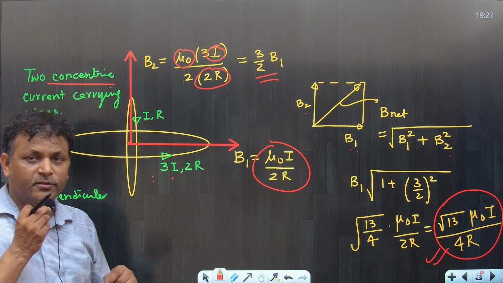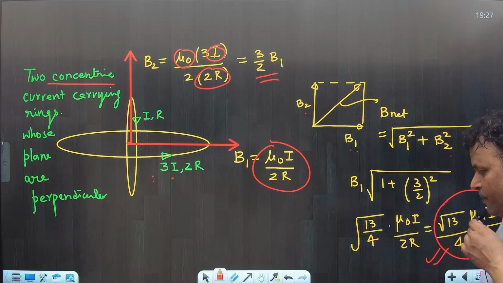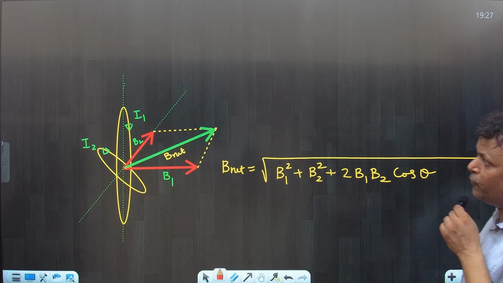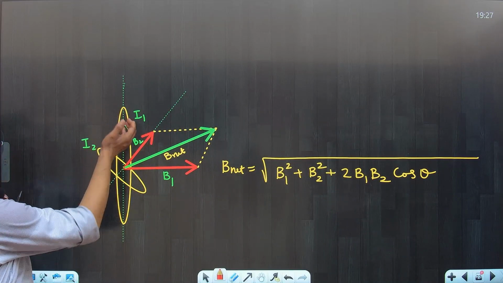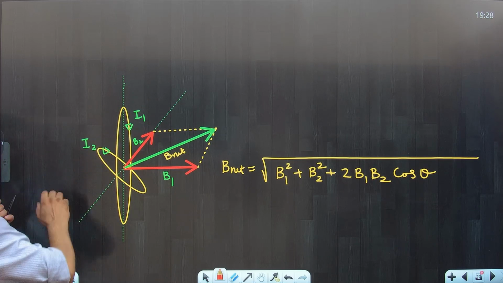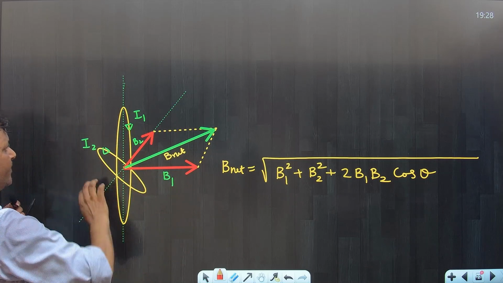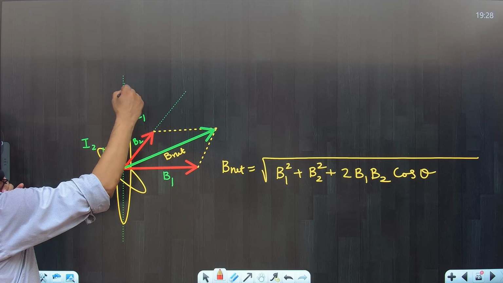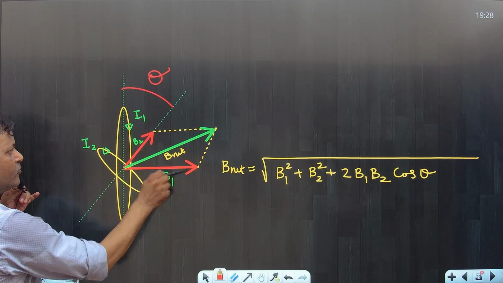Now we will discuss what will happen if those two planes are not perpendicular and they are kept at an angle theta, right? So suppose this is the problem. Here is one ring, current is coming from this side, and there is another ring like this. Current is coming like this, B1 is in this direction, and B2 is in this direction. The angle between the planes of the rings is theta, so the angle between their axes will be theta also.